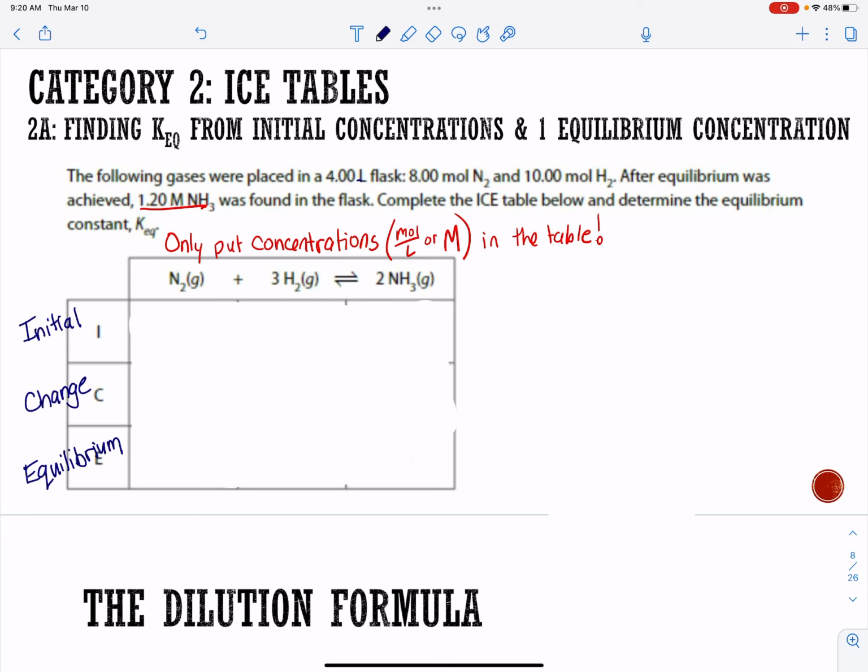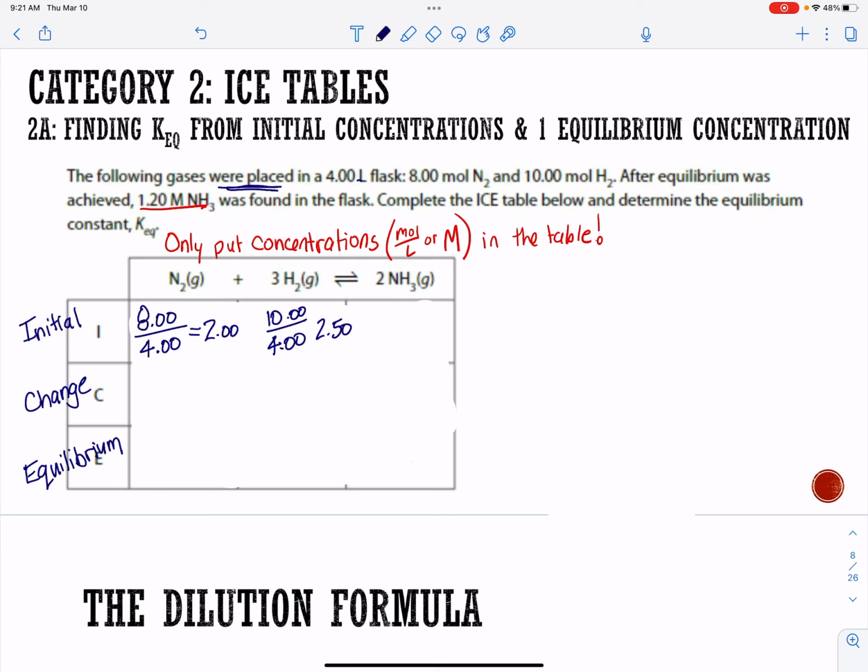It says the following gases were placed. Okay, when it says were placed, we're talking about initial conditions. So I'm going to take my 8.00 moles of N2 and I'm going to divide it by the 4.00 liters. That's going to give me my molarity. And I've got 10 moles of H2, again in that 4.0 liter container. So I have a 2.50 molarity solution of H2.